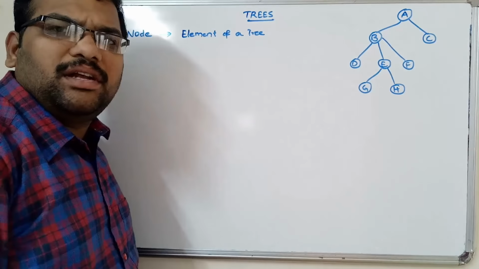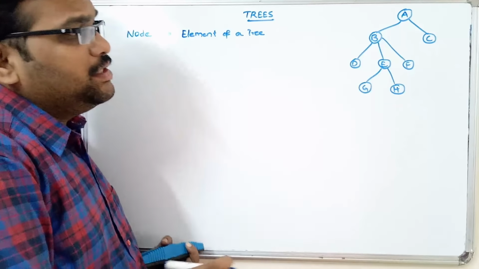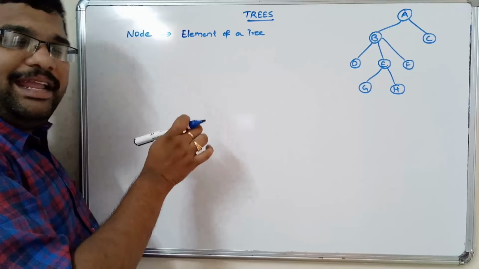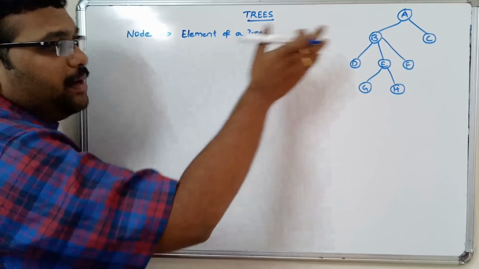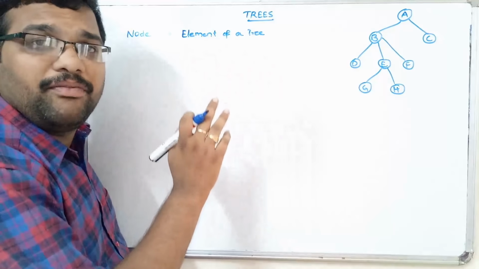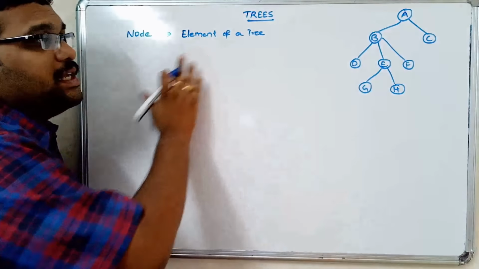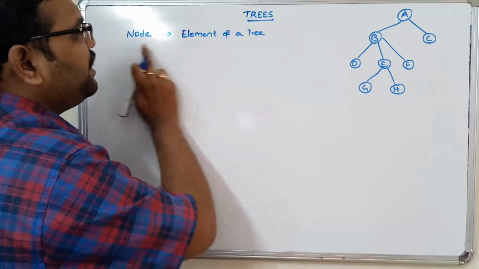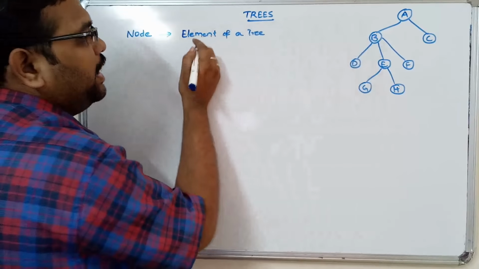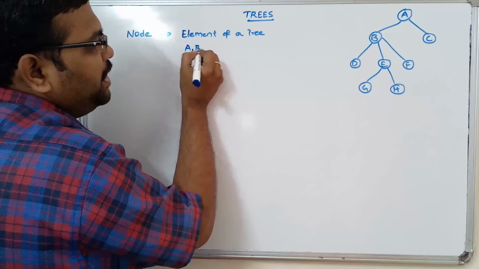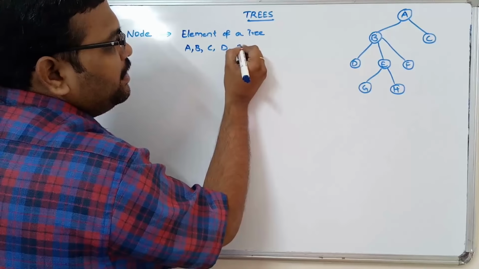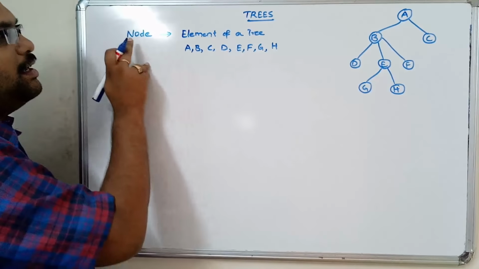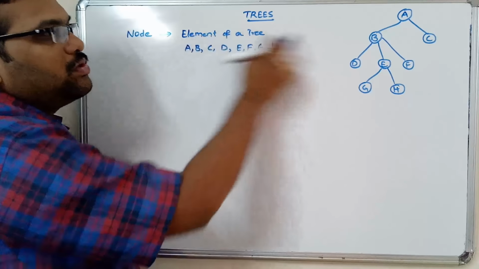So this is a simple tree. This is also a simple tree. A tree can have a number of elements. Sorry, we should call them a number of nodes. So here the element of a tree is called a node. Here the elements are A, B, C, D, E, F, G and H. All these are the nodes of a tree.